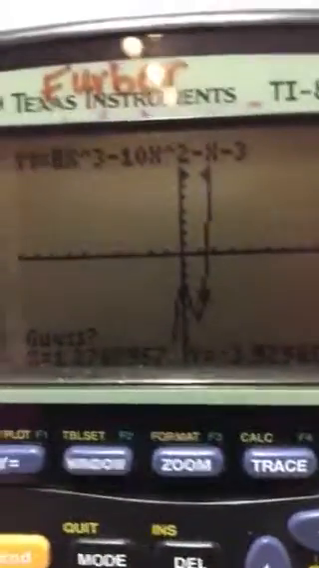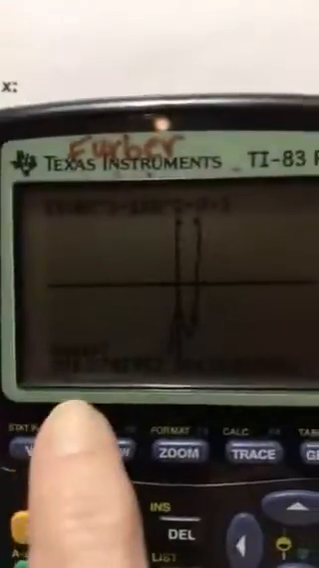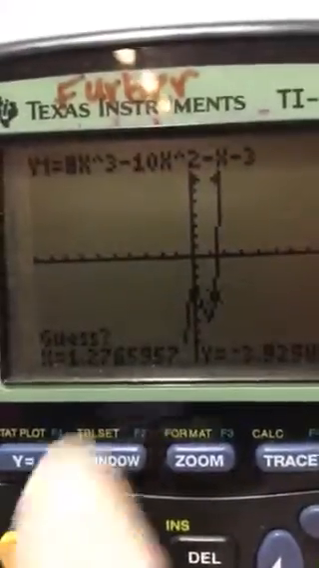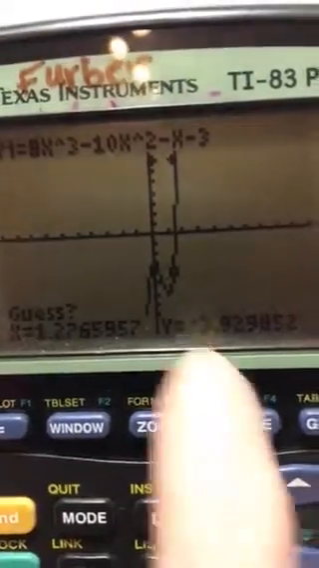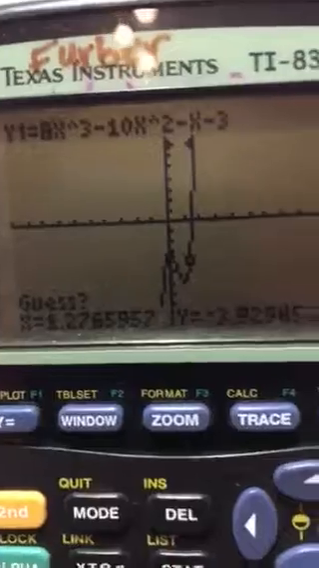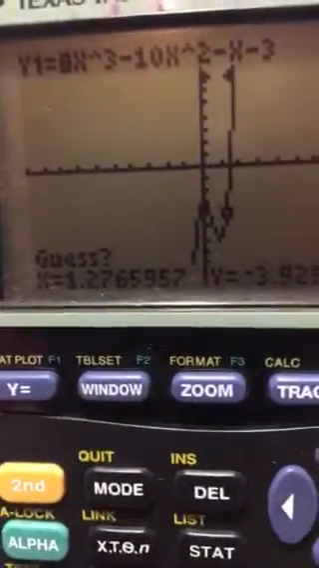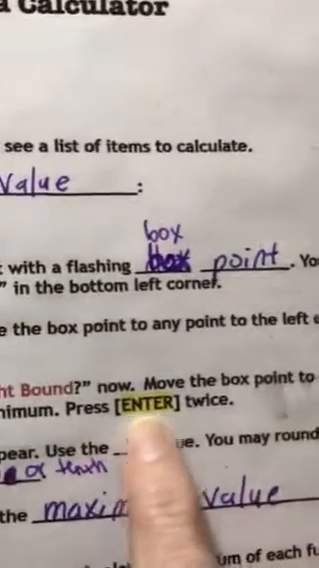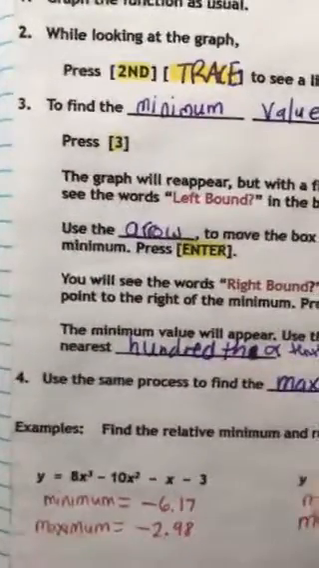And then it says guess. It's asking you, do you want to make a guess? You could choose to make a guess, move the arrow back down to where we think it is, and say enter. But you've already defined what it's in between, so it's okay to simply keep it where it is and say enter. That's why I have please press enter twice. Enter once, and then when it says guess, push enter again.